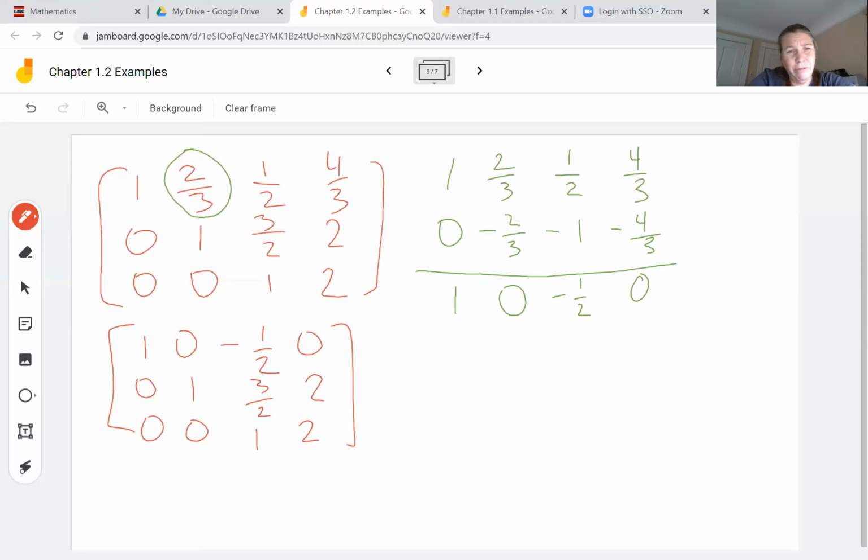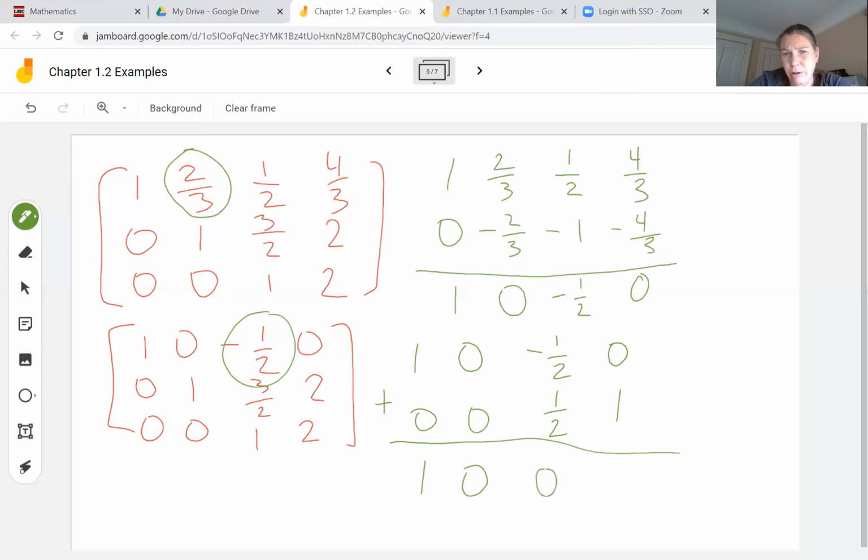So now I want to get rid of the negative 1/2 here in row 1. So I am going to take row 1 and add to it half of row 3. I'm going to have 0, 0, 1/2, and 1. And so this gives me my new row 1, which is 1, 0, 0, and 1.